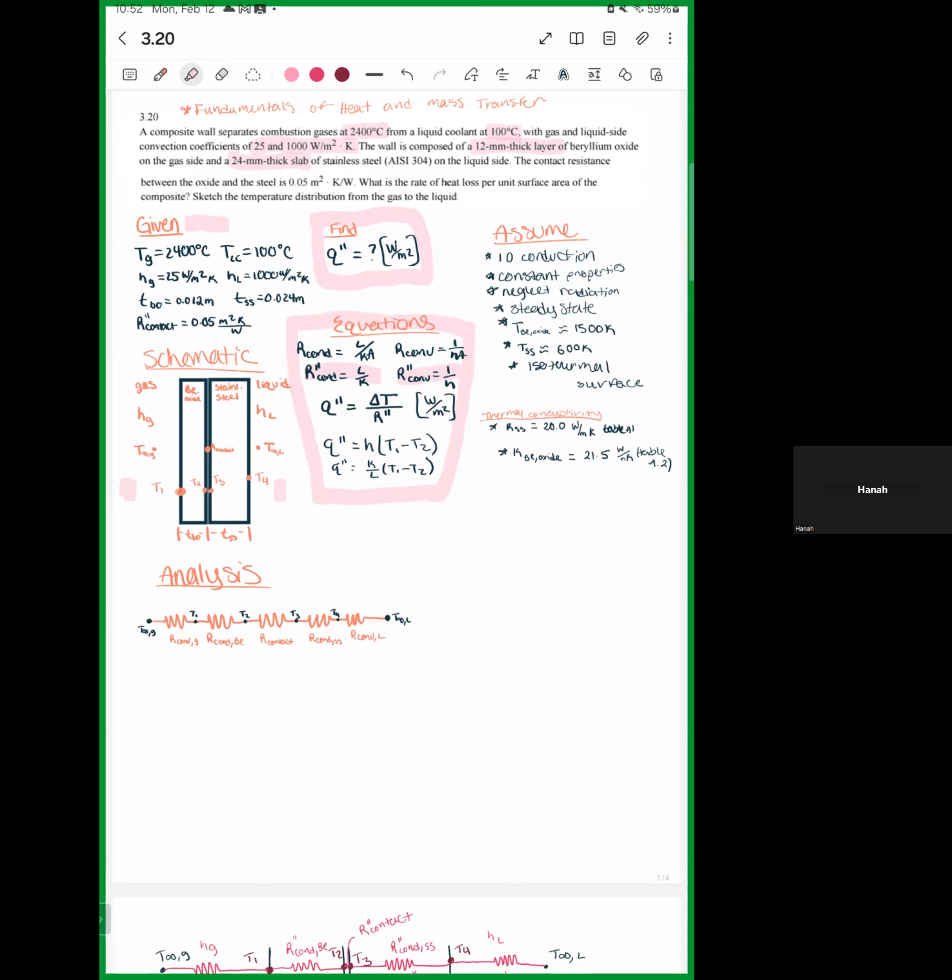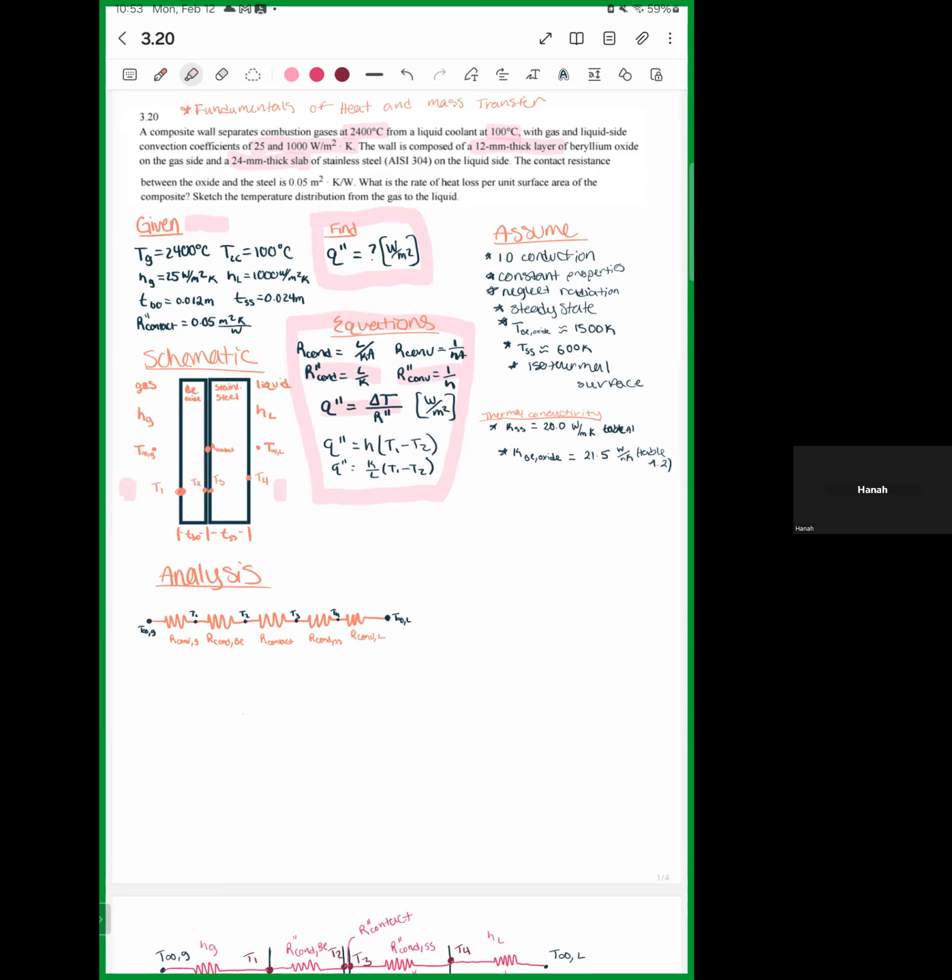So to find this, the equation for that is the change in temperature, which is known because we have T infinity on the gas side and T infinity on the liquid coolant side. So it's the change in temperature over the resistance, and that's the total resistance between the two temperatures. And we'll also be using the other two equations a little bit later on.